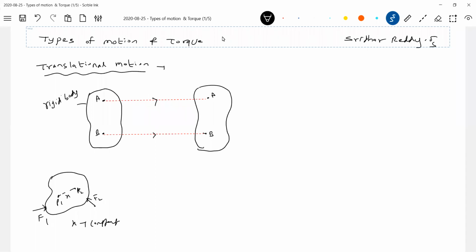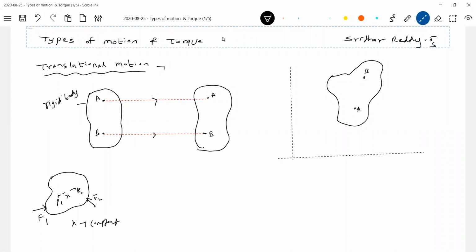So the body will undergo displacement. I'm just going to move it. This particular motion is what I'll call translatory motion. Further, let me choose 2 points. This is B. The position vectors of these will be RB and RA.